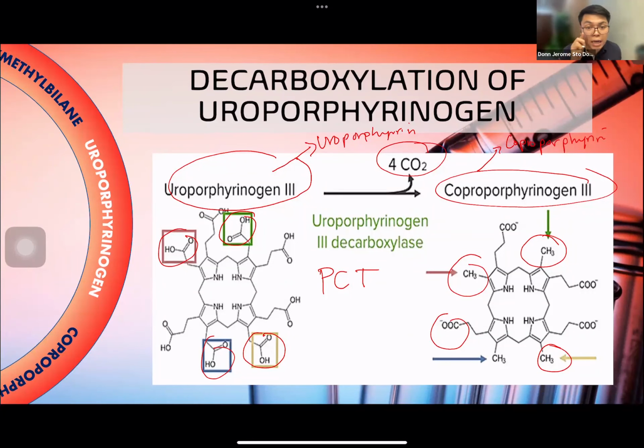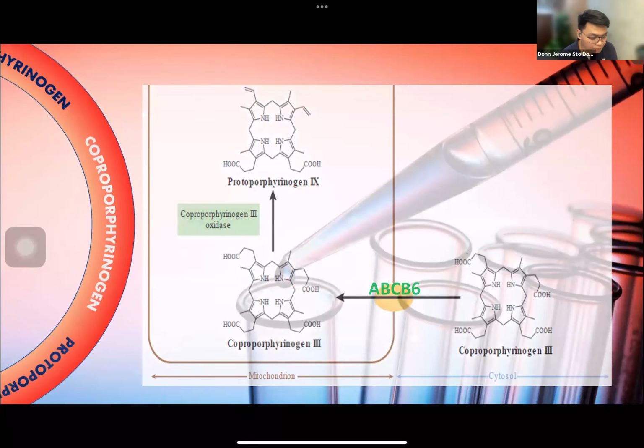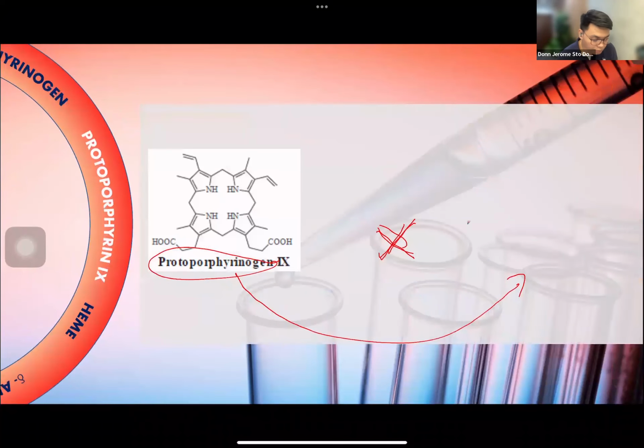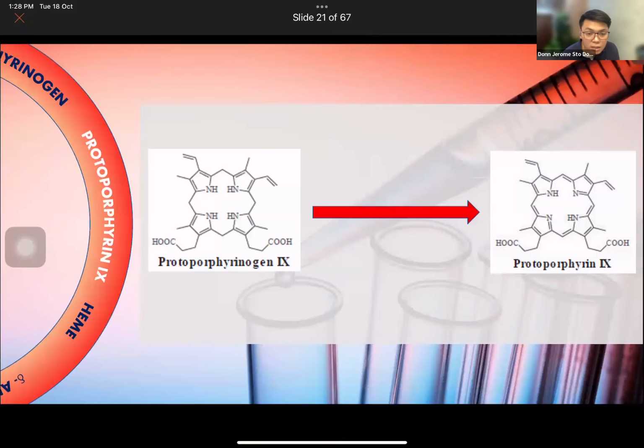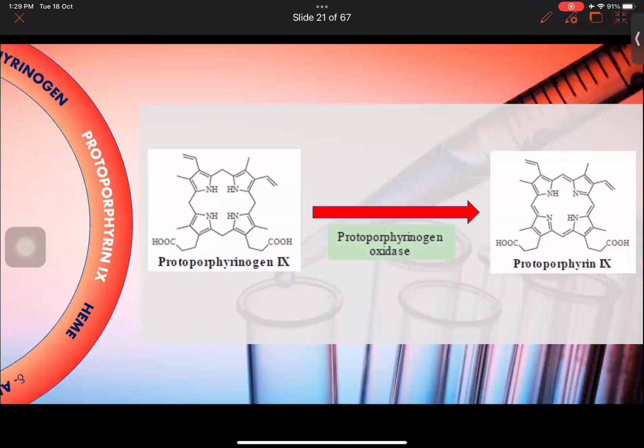Later, malalaman nyo what's the relevance of this auto-oxidation. Another question, what did you notice with the oxidation of protoporphyrinogen 9 to its protoporphyrin? What happens to its structure? Nixon, Lee? Yes po, Doc.